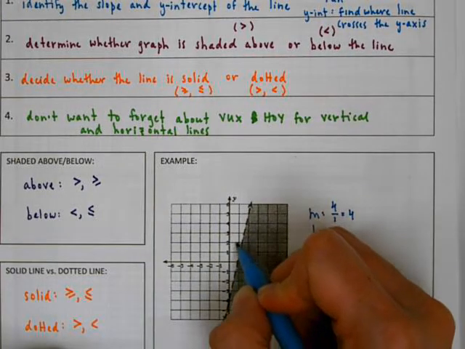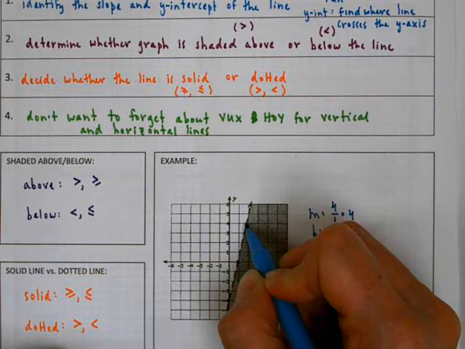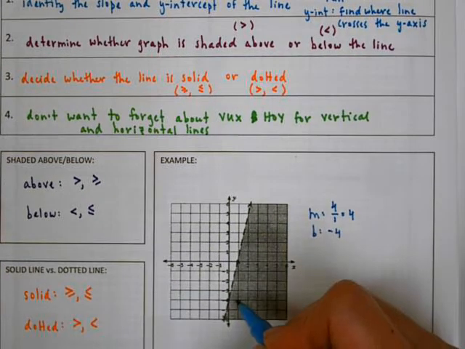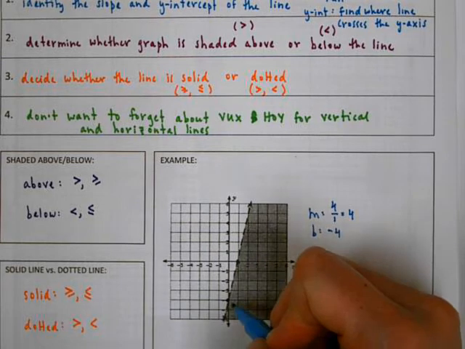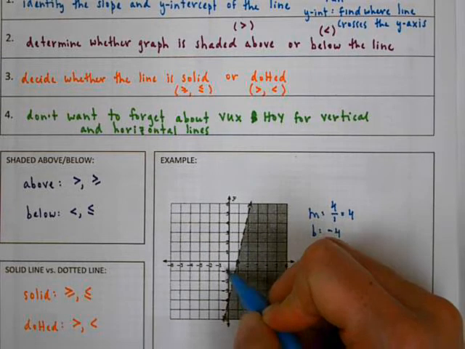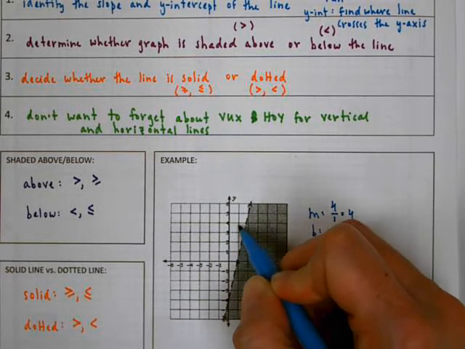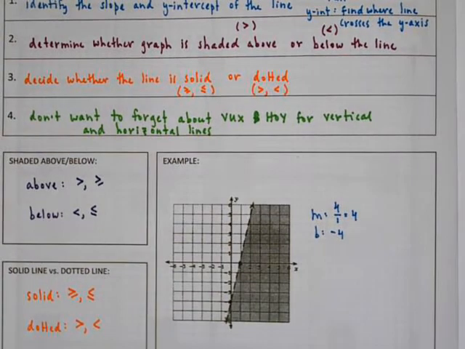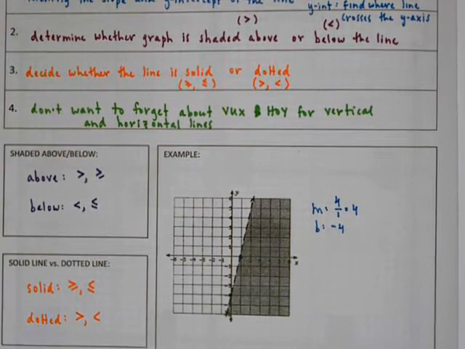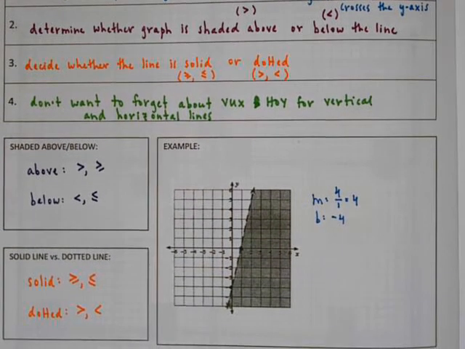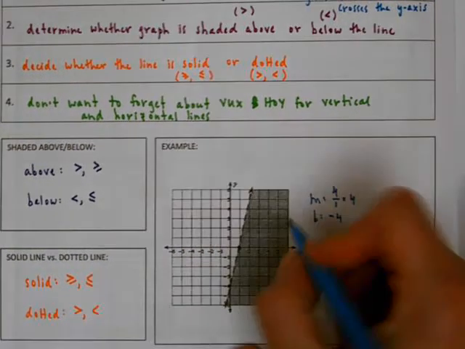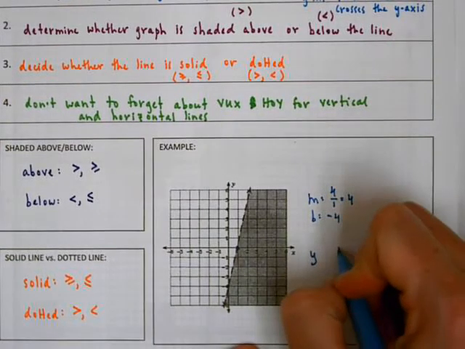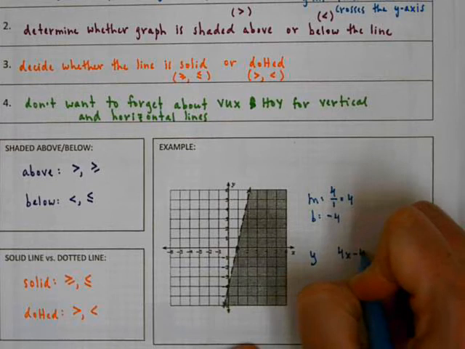And let's just make sure that pattern continues. If I go up 2, 3, 4, and over 1, that looks like that works out. Okay. So my slope is 4 and my y-intercept is -4. So now I know my equation is going to be y, and then I'm going to have 4x minus 4.